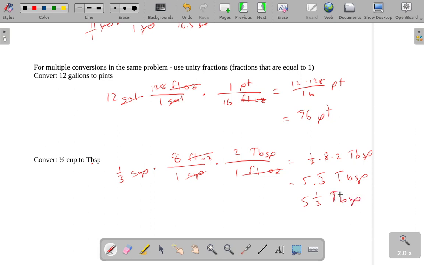If you're used to cooking, you might scream at me with the 1/3 of a tablespoon. Why not convert that to a teaspoon? Well, it's because we were asked to convert this to tablespoons. So we get 5 1/3, or 5.3 repeating.